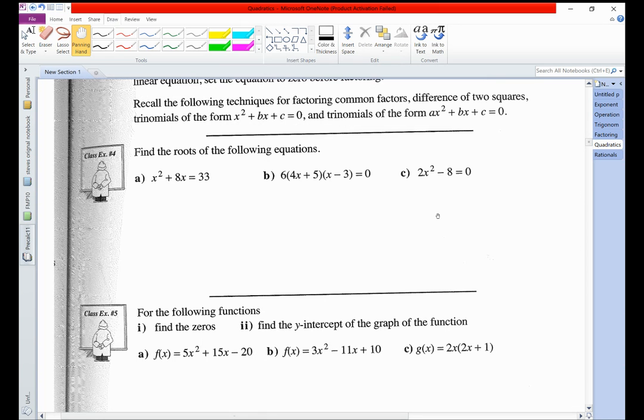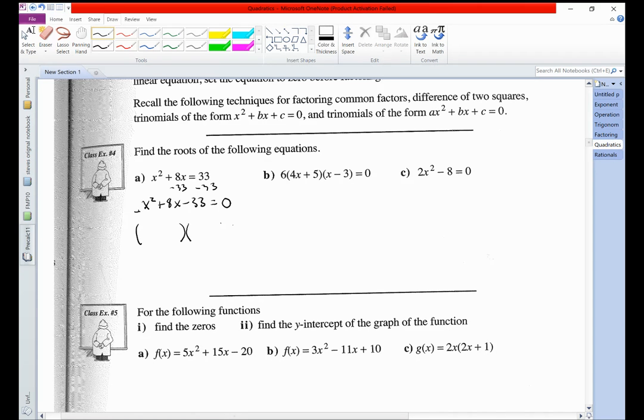So let's look at this. Let's do some factoring. If we have the first equation here, x squared plus 8x is equal to 33, the first thing we want to do is make this equation equal 0. So we can subtract 33 from both sides, and what we're left with is x squared plus 8x minus 33 is equal to 0. You can see that this is a trinomial with no coefficient in front of the x squared term, so we can factor this by inspection.